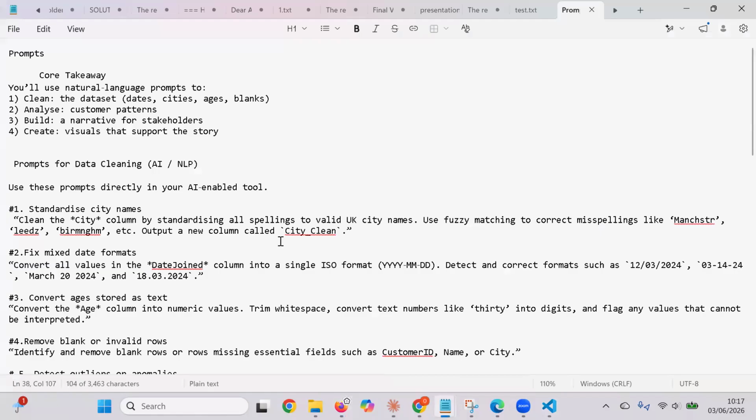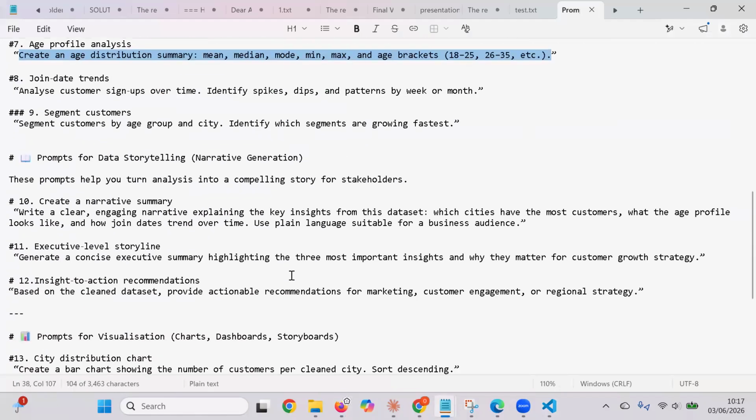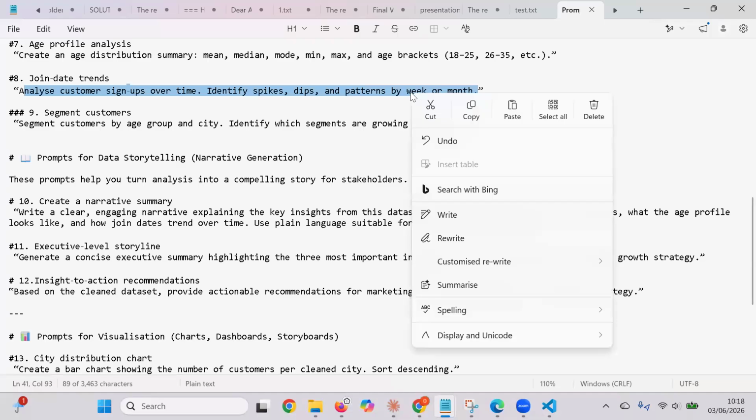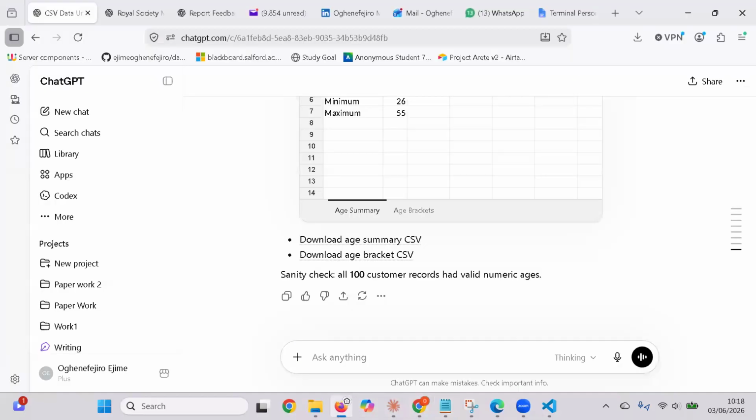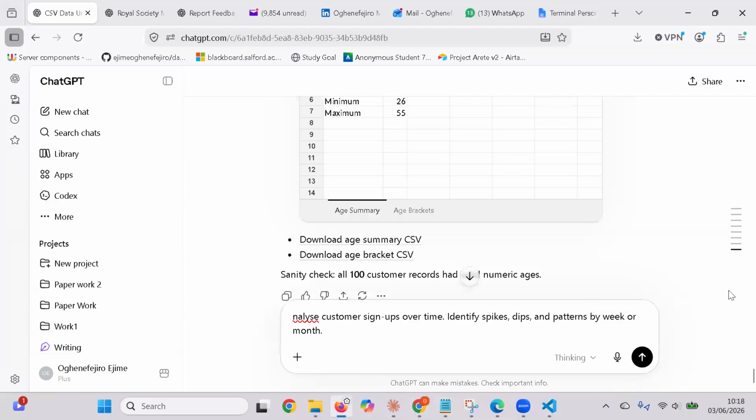This brings us to the next one, which is what? Analyze customer sign up. Let's take, for example, we are a tech company and we have a sign up list. We want to analyze the people that are signing up over time to identify spikes, dips, and patterns by week or month.